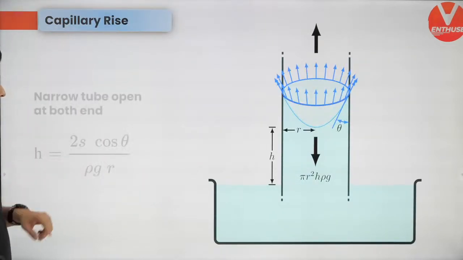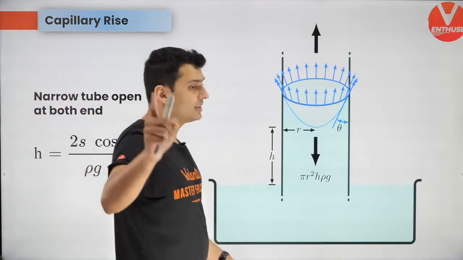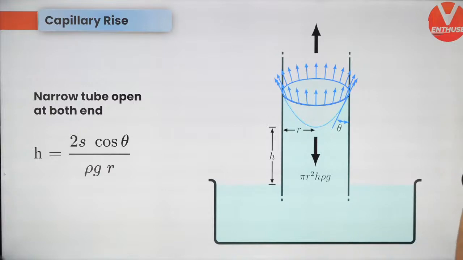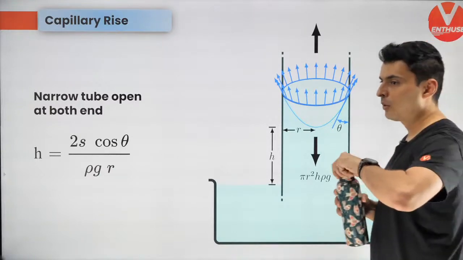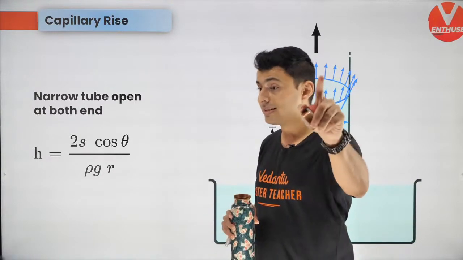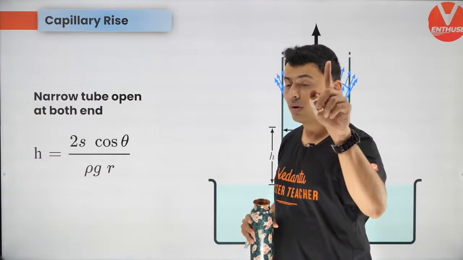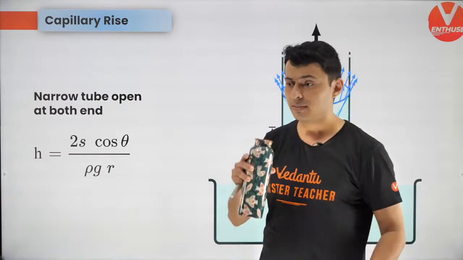Next up, capillary rise formulas. Remember this. h equals 2S cos theta by rho g r. What is theta? It is angle of contact. What is S? Surface tension. What is rho? Density. What is g? Gravity. What is r? Radius of the capillary. Keep this in mind.